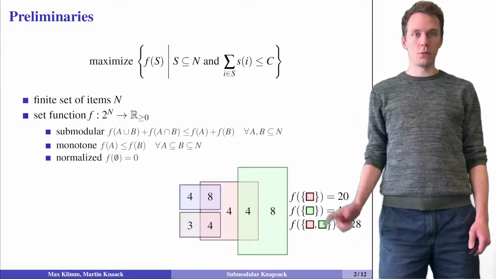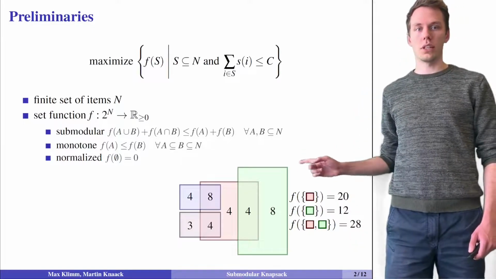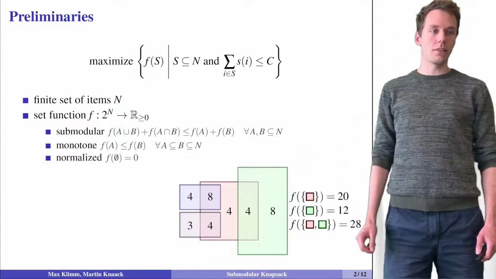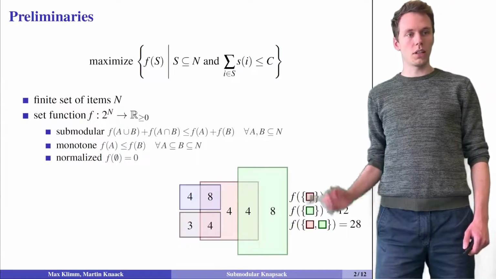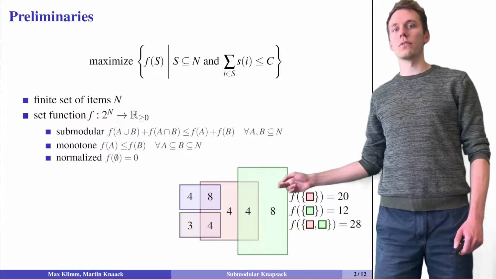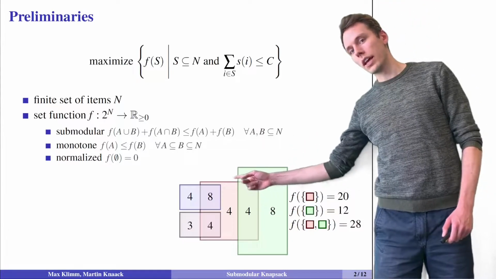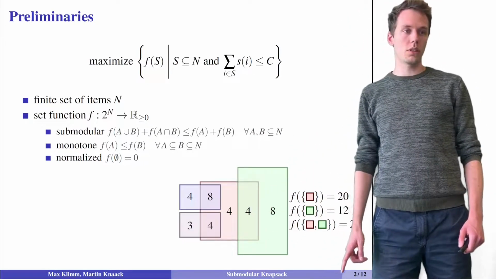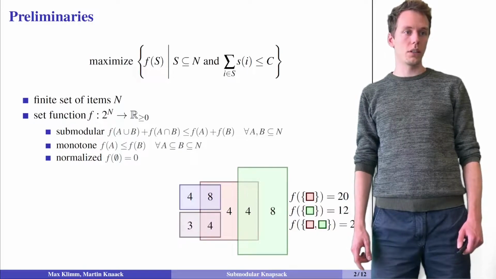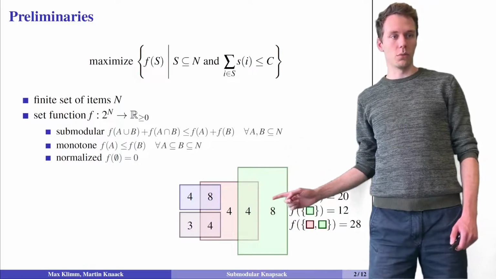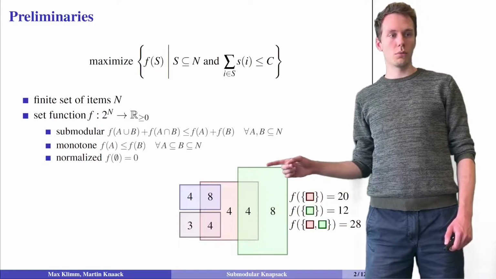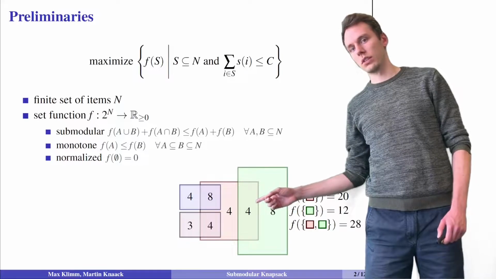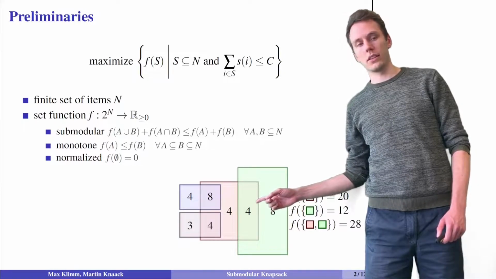We have 4 items: a green item, a blue item, a red item and a violet item, and the value of an item is given by the numbers it contains. For example, the red item contains the 4 and the 8 and these other 2 4s, so the total value of the red item is 20. For the green item, the total value would be 12, and the value of the red and green item together would be 28, because this 4 is contained in the red and in the green.